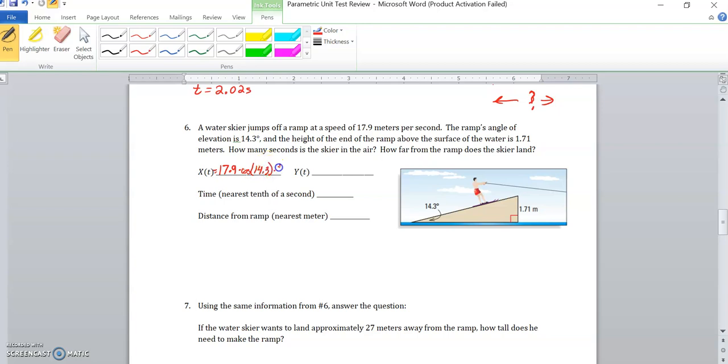3. And then that's times t. So we don't get a nice round 1, so we have to leave it as cosine of 14.3 degrees. Then, in the y direction, we do have 17.9 sine of our angle times t minus gravity, minus 4.9 t squared. And does it say how high the ramp is? It does, right here. So plus 1.71 meters.